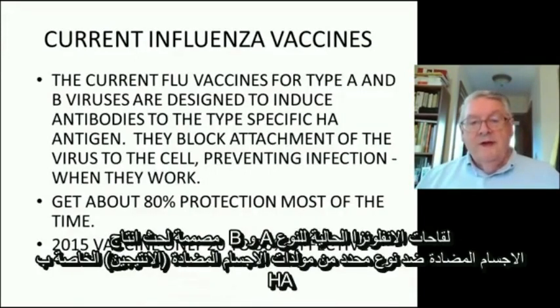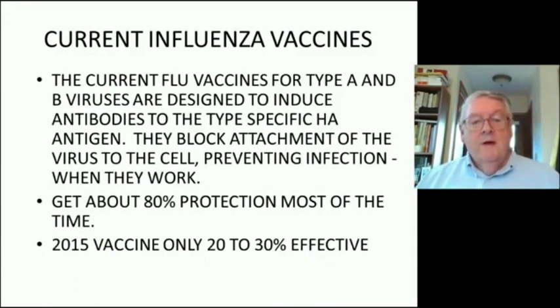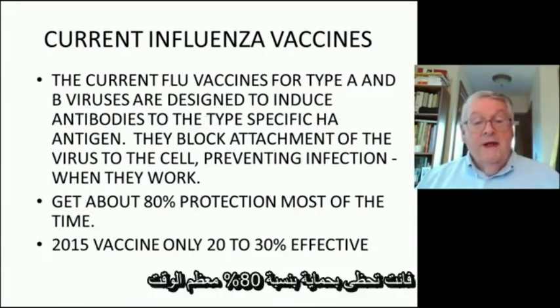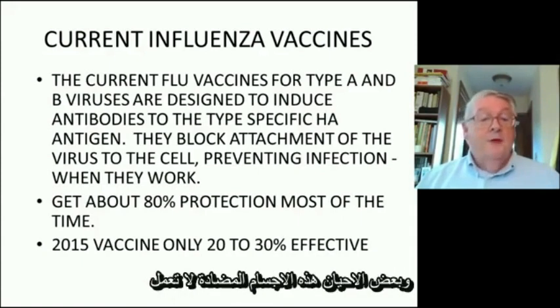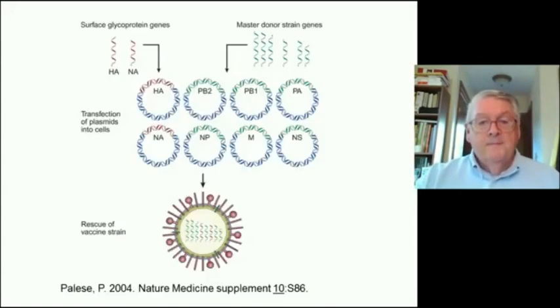The current flu vaccines, type A and type B viruses, are designed to induce antibodies to the type-specific HA hemagglutinin antigen. They block attachment of the virus to the cell, preventing infection when they work. Currently, on a good day, you get about 80% protection most of the time. Sometimes it doesn't work at all. The current 2015 vaccine is only 20 to 30% effective, as an example.